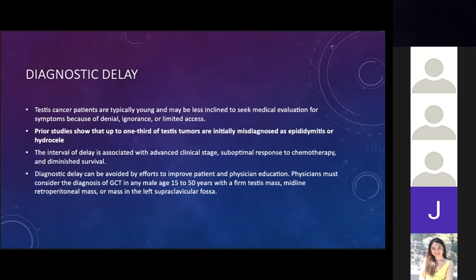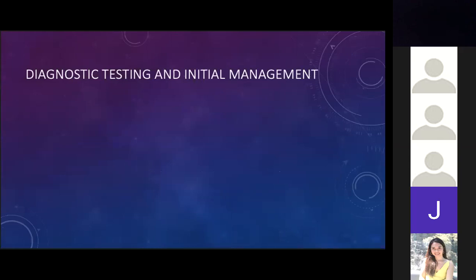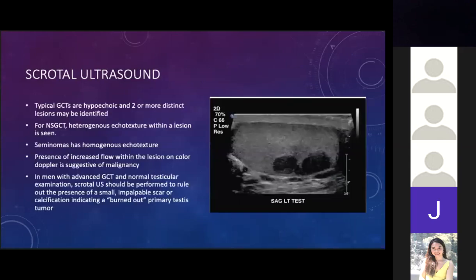testis mass, midline retroperitoneal mass, or mass in the left supraclavicular fossa. For your diagnostic testing and initial management, first off is scrotal ultrasound. This is widely available, inexpensive, and non-invasive. Typical GCTs are hypoechoic, and 2 or more distinct lesions may be identified. Non-seminoma germ cell tumors usually present with heterogeneous echotexture within a lesion.